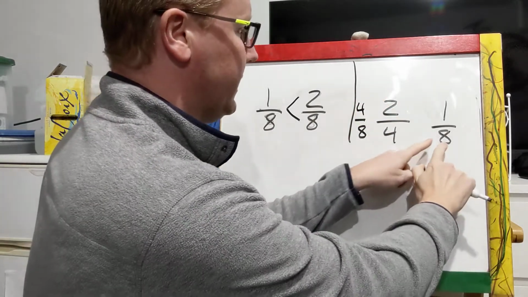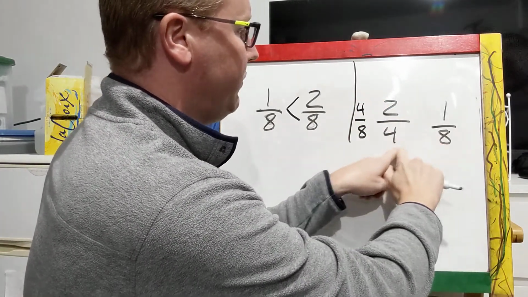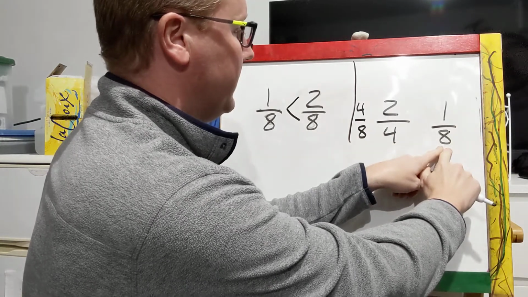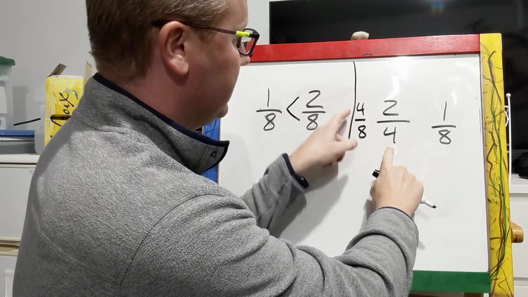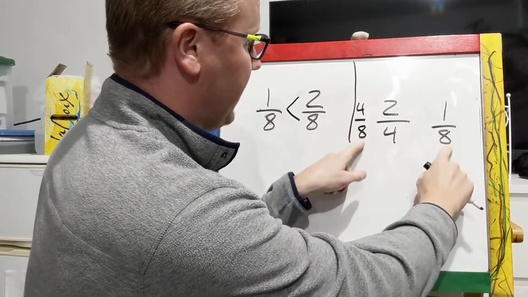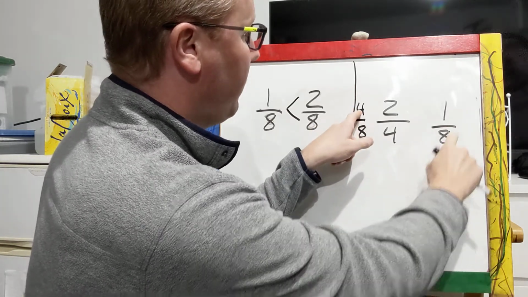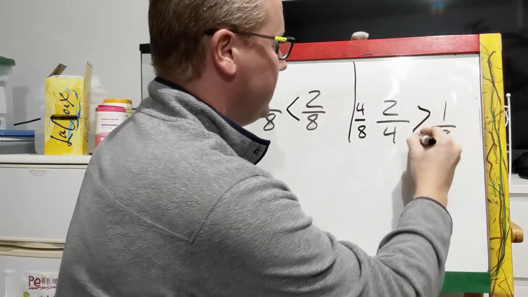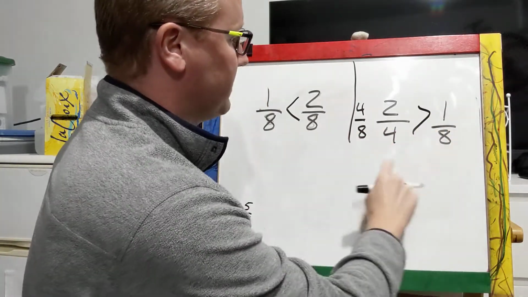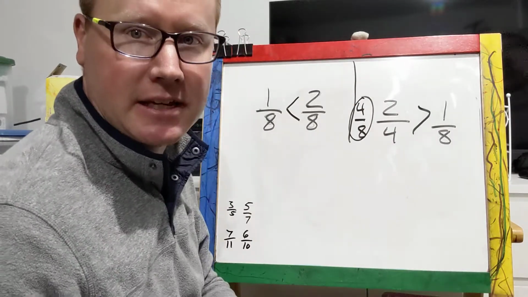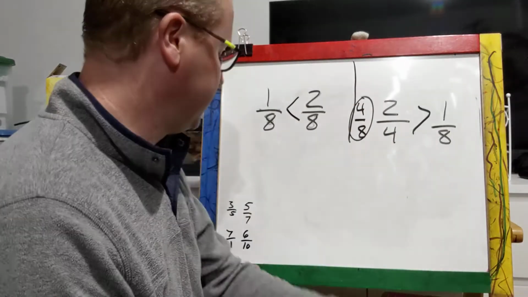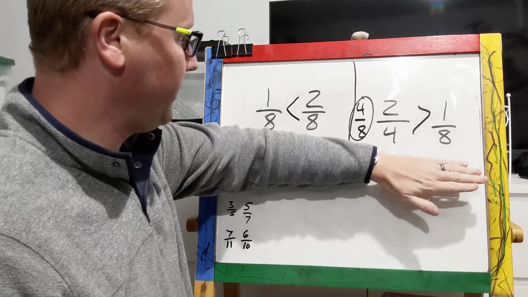And now we can say, which one is bigger, 2/4 or 1/8? And when we look at it, we can go, well, 2/4 is the same as 4/8. And they have the same denominator now. 4 is bigger than 1. So 2/4 is bigger than 1/8, because we use this as our little sneak peek to see. And these are pretty easy.